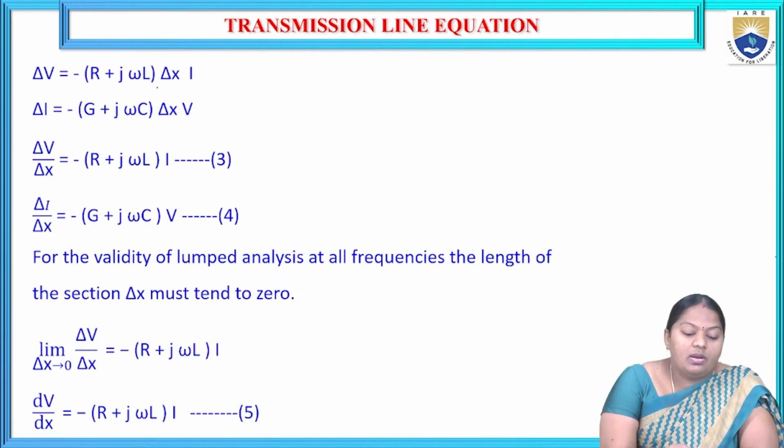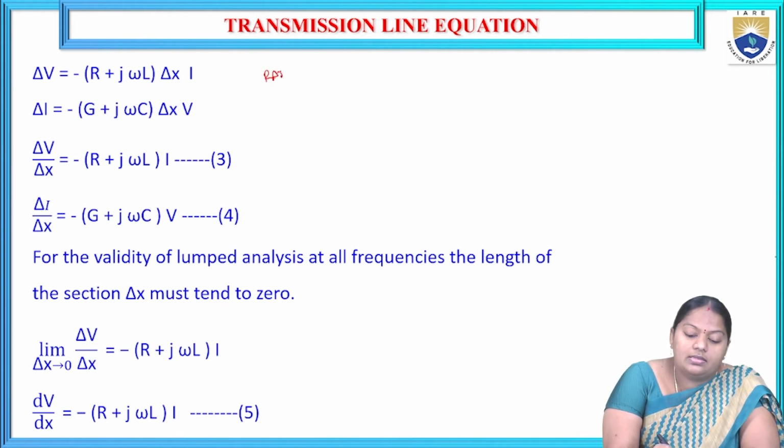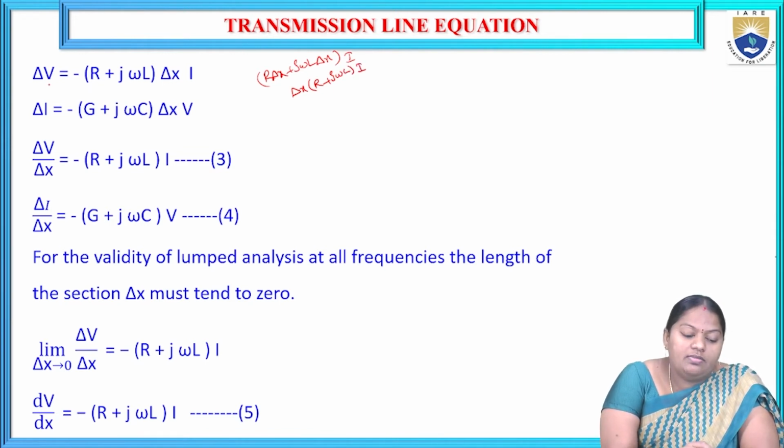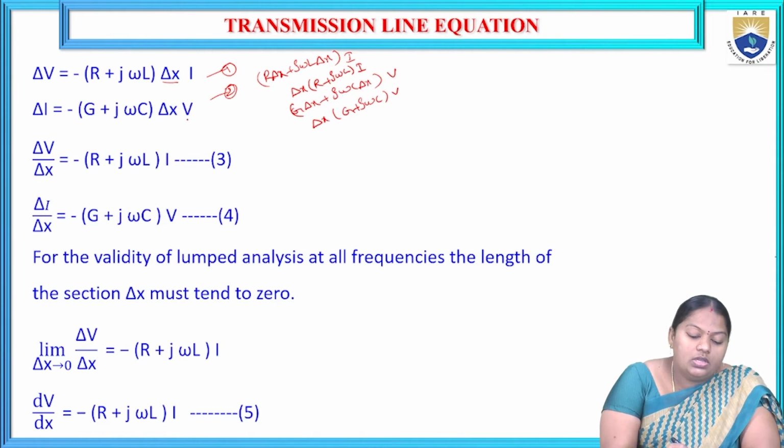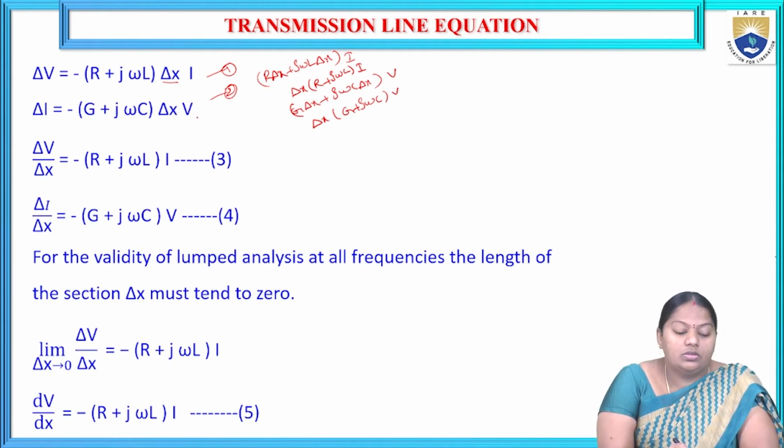See, del V is equal to minus of R plus j omega L. If you take R delta X plus j omega L into delta X into I, as written in equation number 1, and take delta X as common, we get R plus j omega L into I. So del V equals minus of R plus j omega L into delta X into I. Now from equation number 2, we have G into delta X plus j omega C into delta X into V. If you take delta X as common, G plus j omega C into V is the result. So from equation number 2, del I equals minus of G plus j omega C into del X into V.